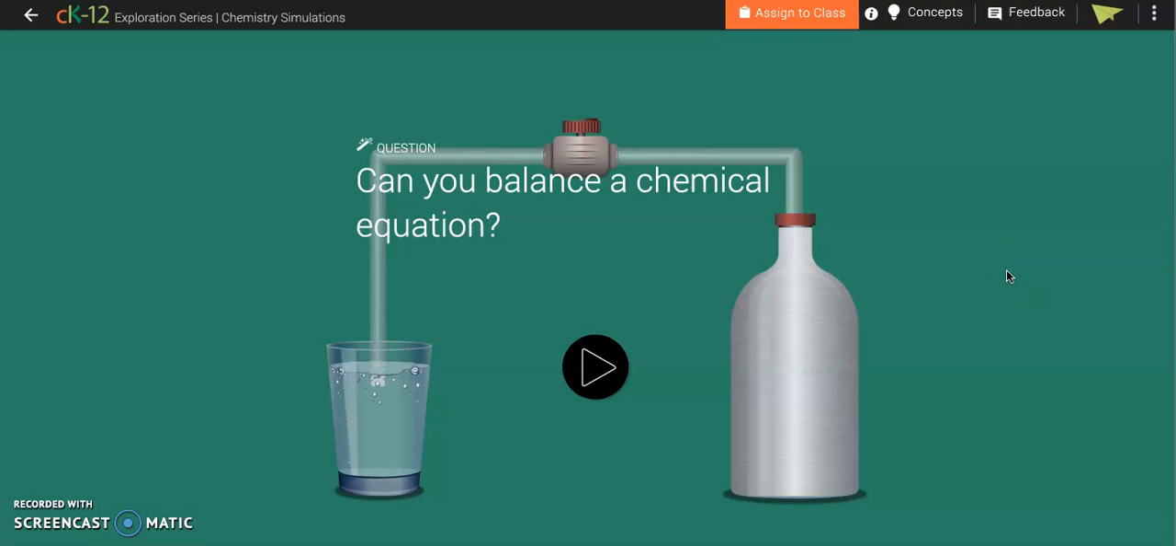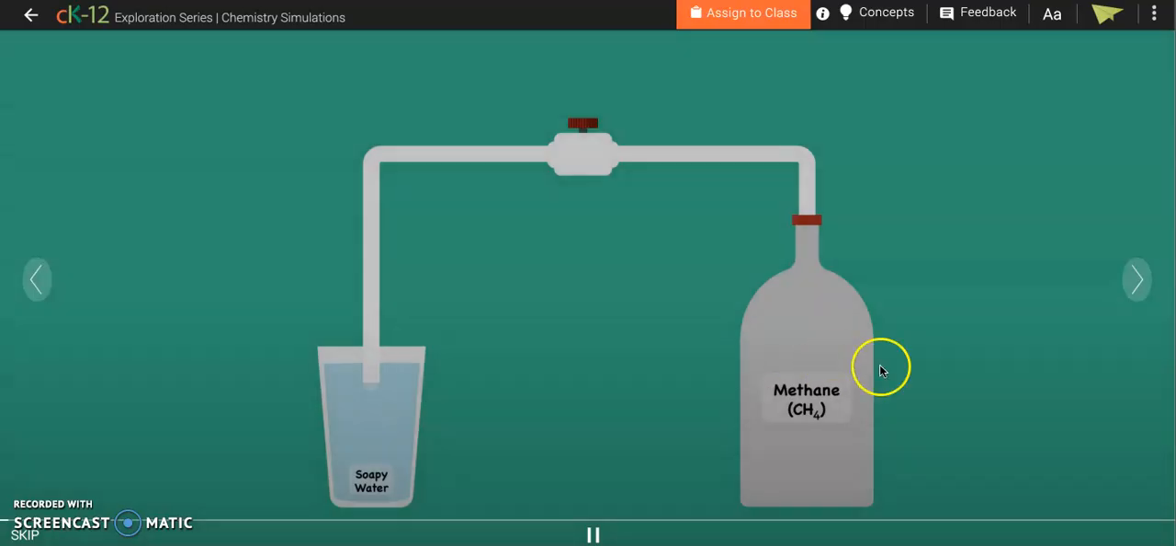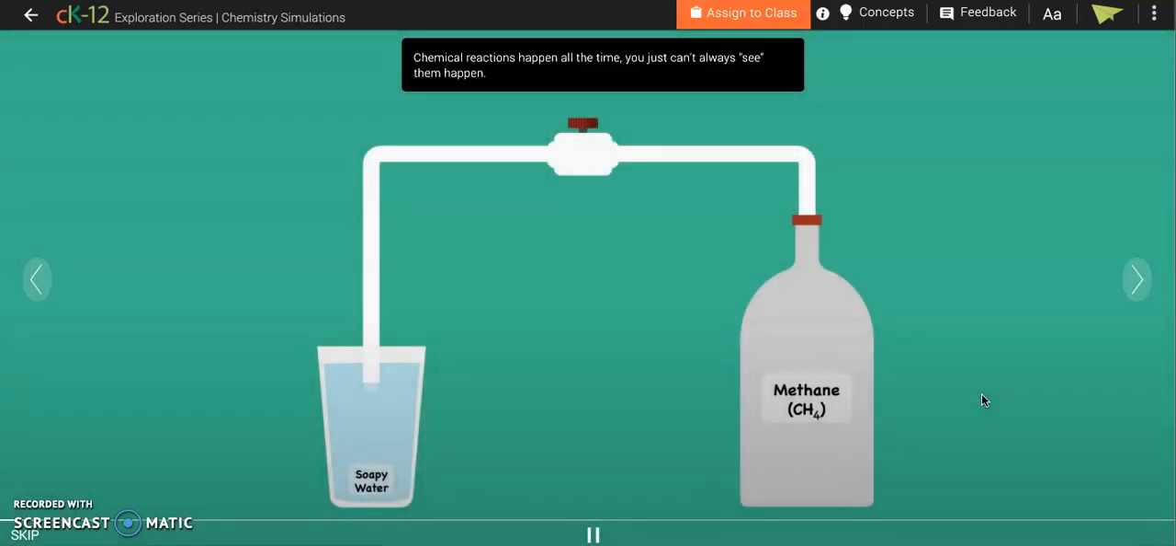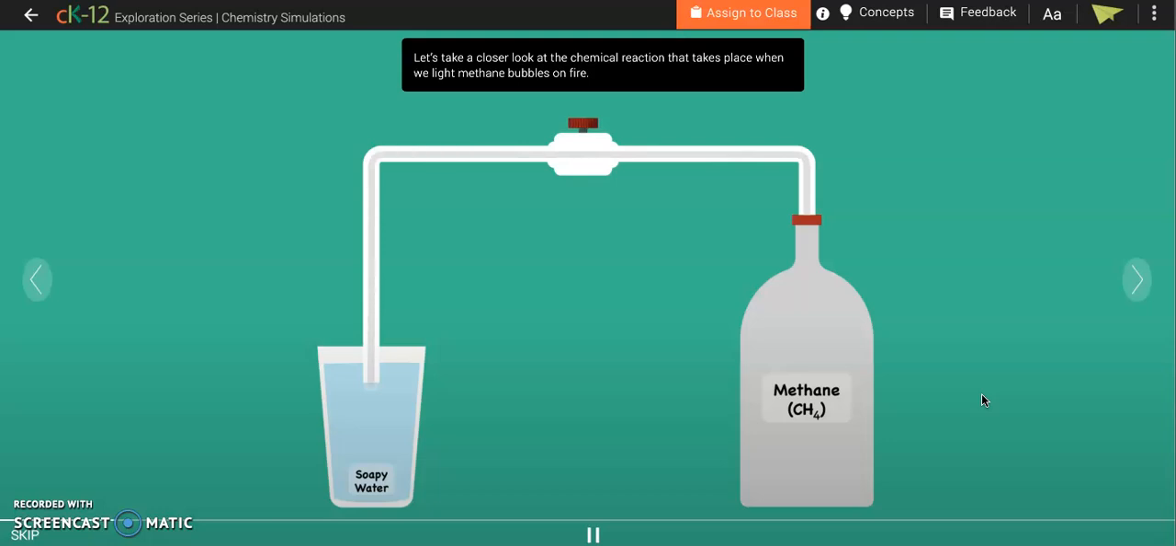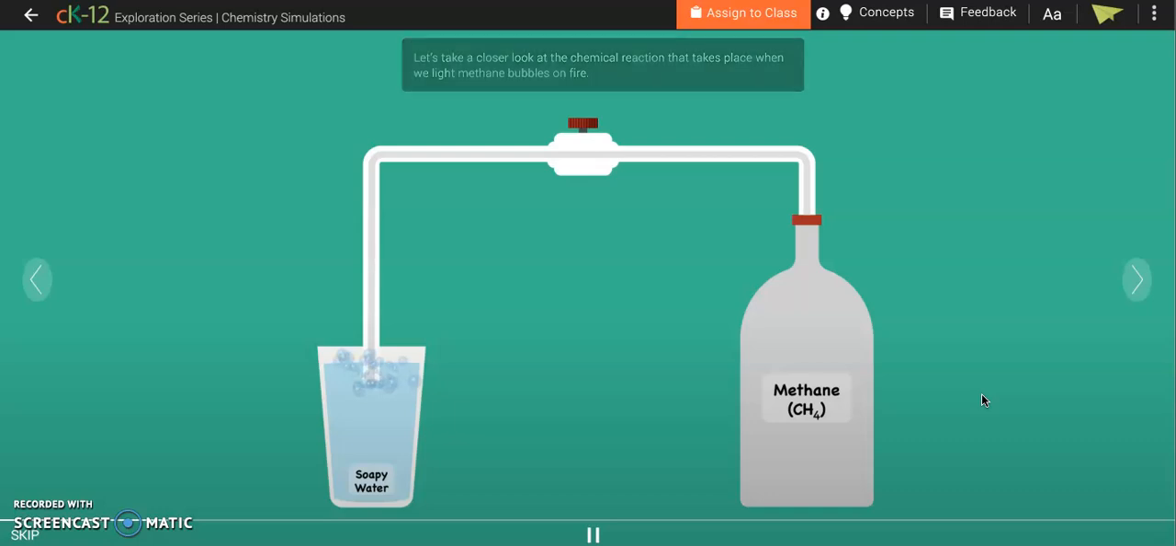Welcome to your first chemistry simulation. Today we're going to be balancing chemical equations. Chemical reactions happen all the time. You just can't always see them happen. Let's take a closer look at the chemical reaction that takes place when we light methane bubbles on fire.